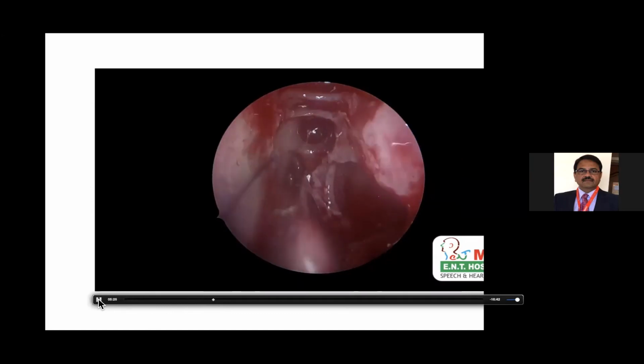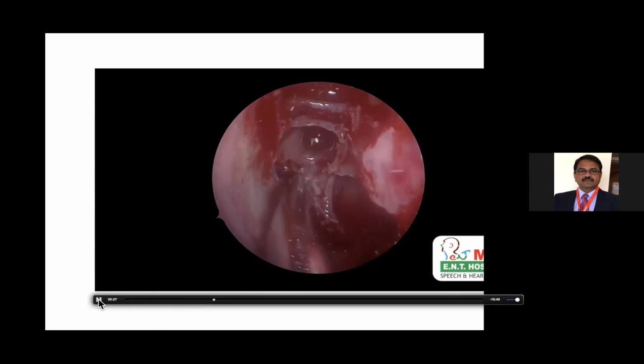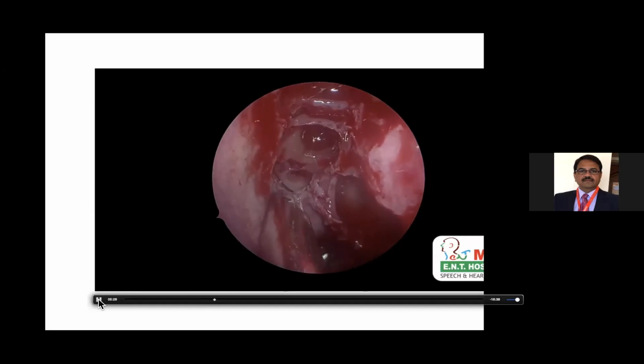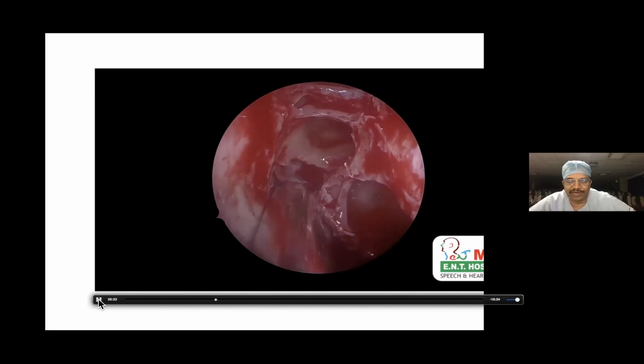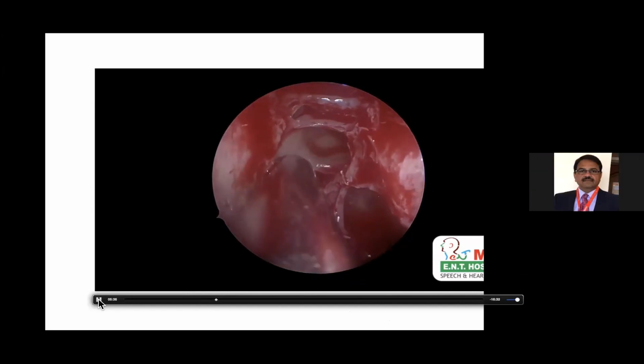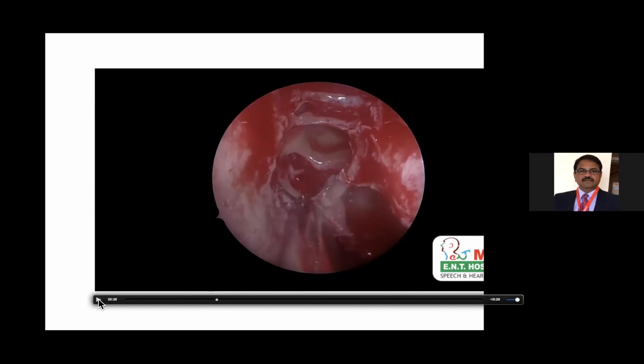You said superior meatus. So how did you say it is superior meatus? I removed the attachment of the middle third of the middle turbinate. So this is the middle turbinate. This is the anterior or superior one-third, and this will be the posterior one-third. The middle third, I removed the attachment of the middle turbinate. So that's what you're looking at.